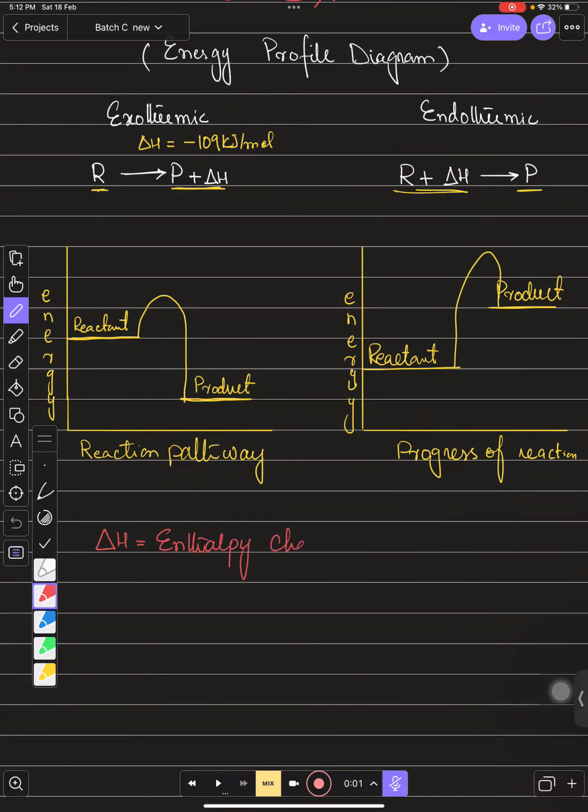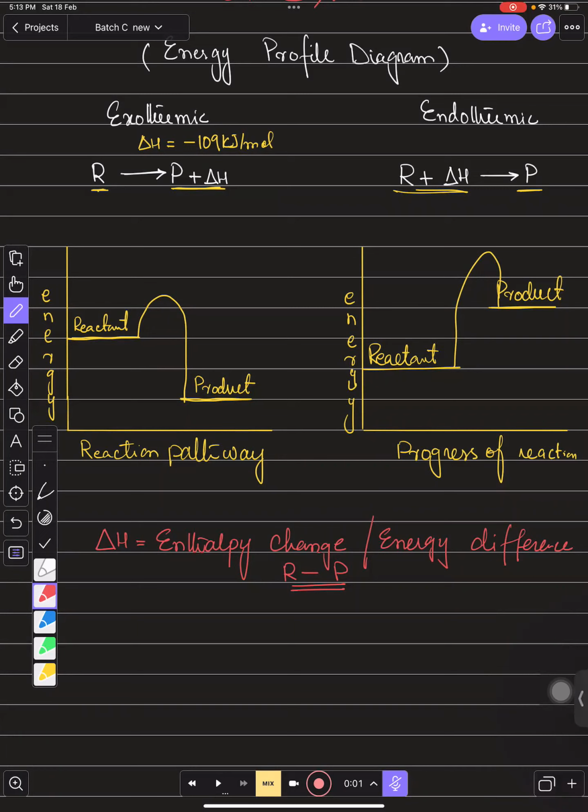We calculated a lot of enthalpy changes in the last class. What is enthalpy change? This is energy difference. Children, energy difference of what? Reactants and products. Reactant to product. So you will remember what you did: you did reactant minus product, right? Yes, sir.